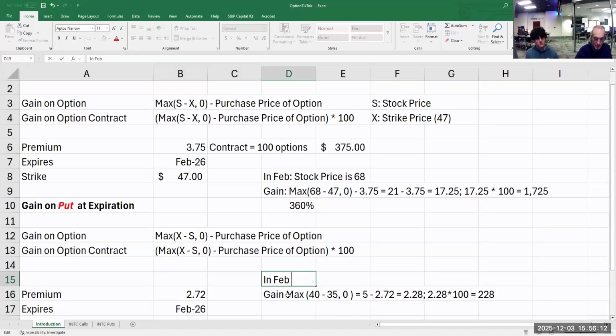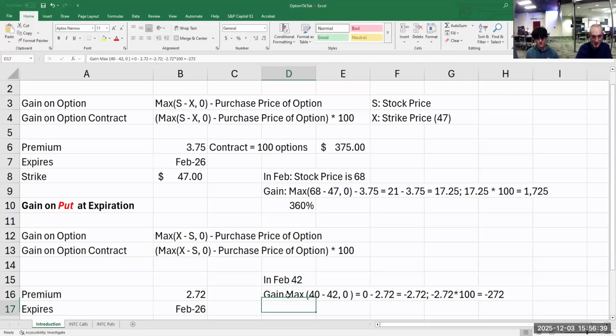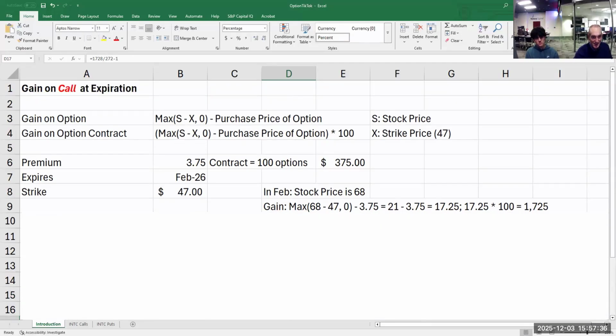What if the stock price doesn't fall much? It goes to 42. Here you do the max of 40 minus 42. What's greater, -2 or 0? 0. So you have 0 minus 2.72. Oh, $272. And then that times 100, you lose 100%. That's not good. It's not that uncommon to lose 100% on these options, because it's only 3 months and it's unlikely the stock's going to fall that much. But that's how they work.